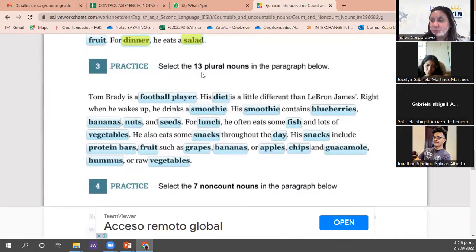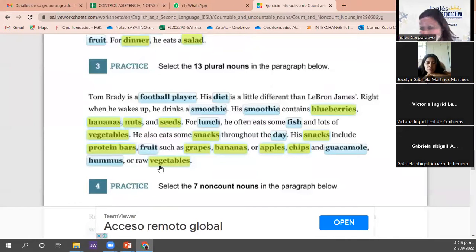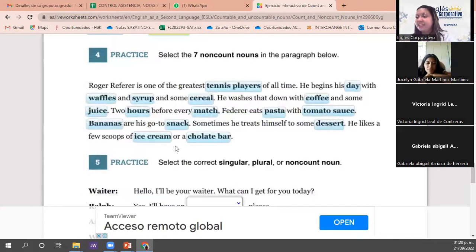Okay, in this case, they have to be plural nouns. Blueberries. Okay. Bananas. Nuts. Vegetables, snacks. Great. Protein bars, grapes, bananas, apples, chips, and vegetables again. Okay, so let's see. 1, 2, 3, 4, 5, 6, 7, 8, 9, 10, 11, 12, 13. Excellent. It was easier to identify the plural nouns. Very nice. And in this other exercise, we have only 7 noun counts.